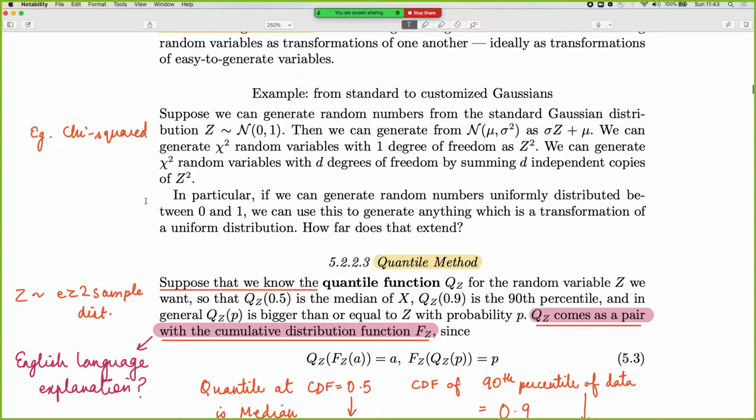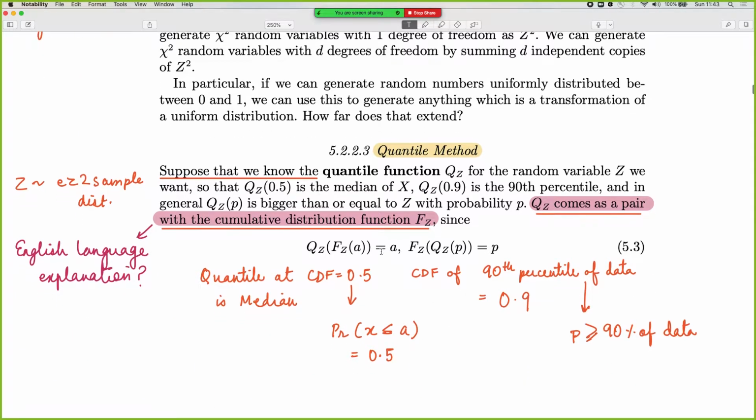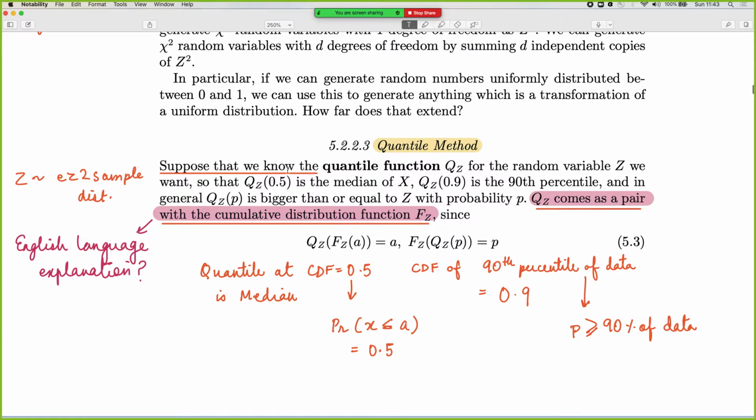So if you can do this for one distribution, what is the extent to which you can do this for varying distributions? Suppose that we know the quantile function qz for the random variable z. This is just explaining the quantile function here. In general, qz of p is the value z such that z is less than or equal to it with probability p. The quantile function comes as a pair with the CDF, since the quantile function is the inverse CDF, which means the CDF is continuous and monotonic, non-decreasing.